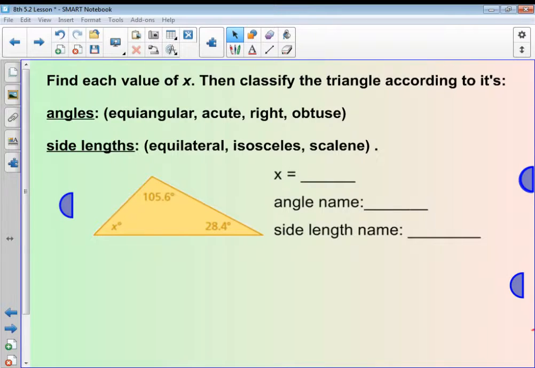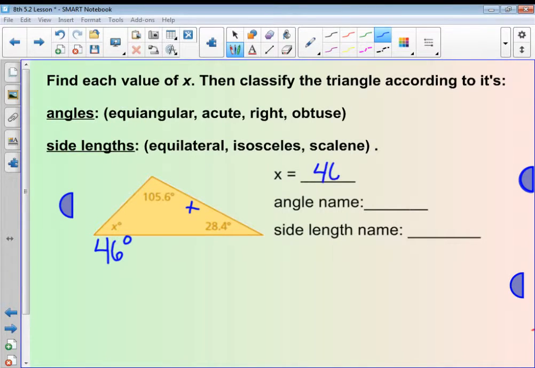So 180 minus 105.6, and then subtract off my 28.4. When I do that, it gives me 46. I would get the same answer if I added these two together and then subtracted it. So I just found out that x is 46 degrees. Okay, according to angle name, we're going to look at the largest angle measure, which was our 105.6. And that would be considered an obtuse angle because it's larger than 90, so it's an obtuse triangle.